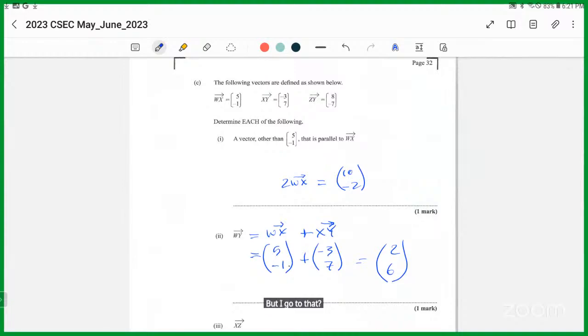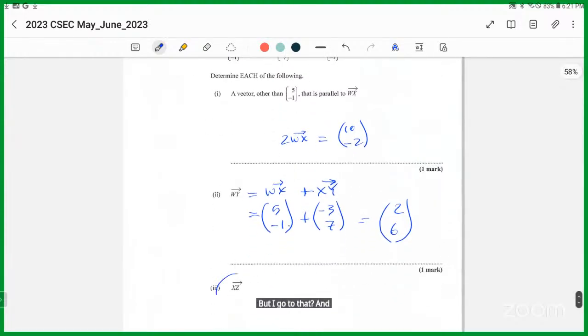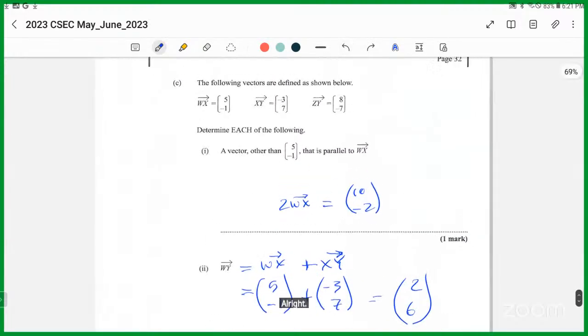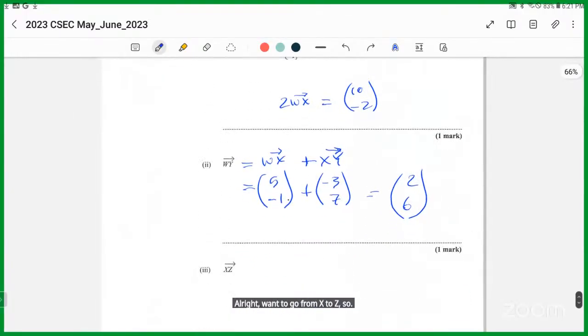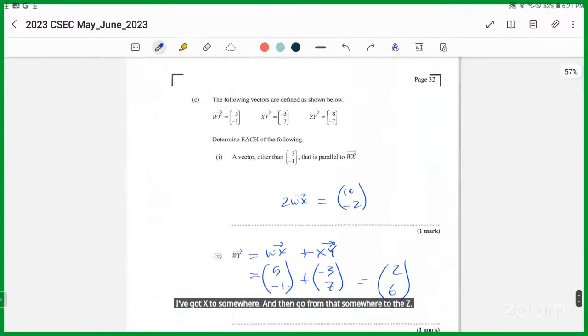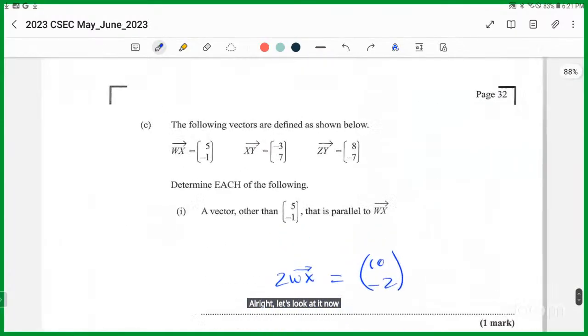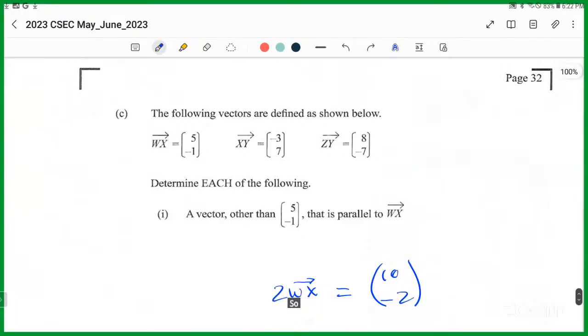Now we want to go from X to Z. So we want to see how we can connect X to Z. Which point is connecting the X to the Z? Because to go from X to Z, we want to go from X to somewhere first and then from that somewhere to Z. Alright, let's look at it now. X is connected to Y, and Z is also connected to Y.